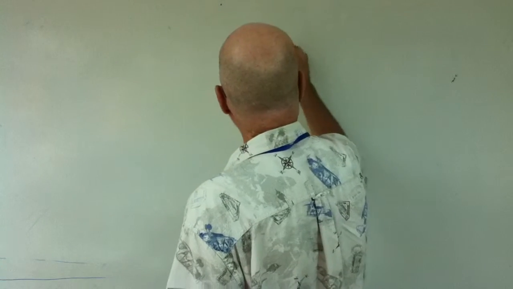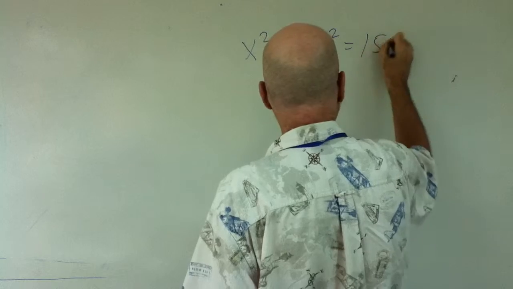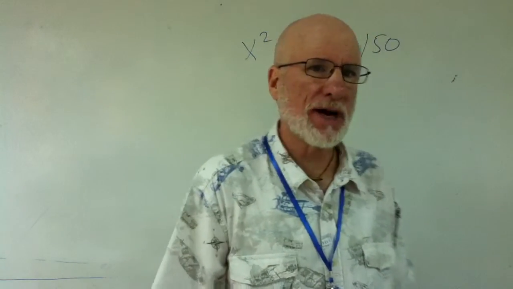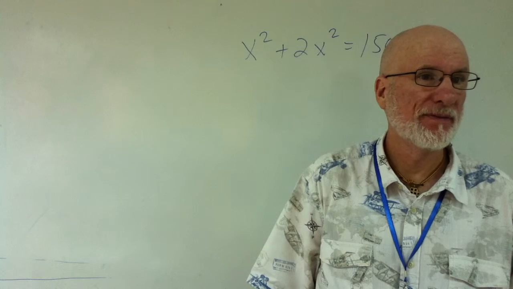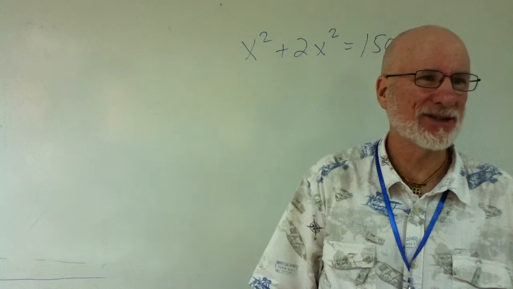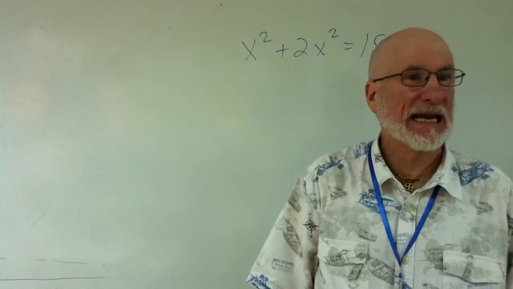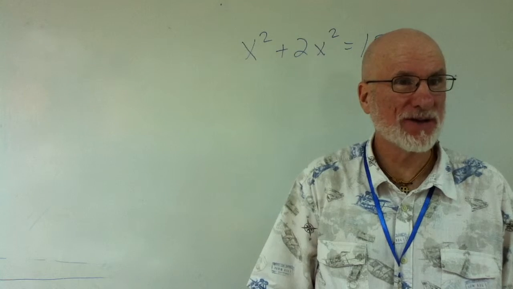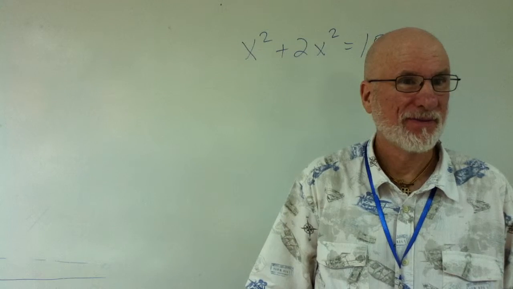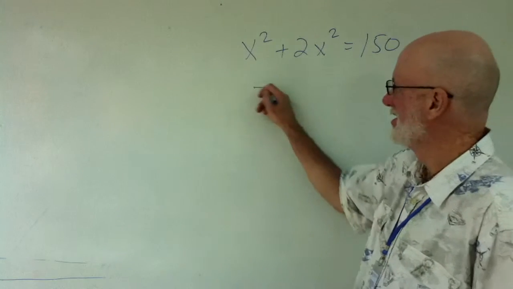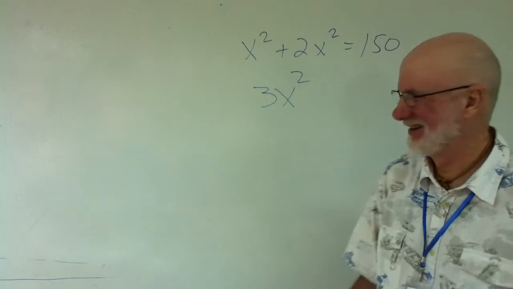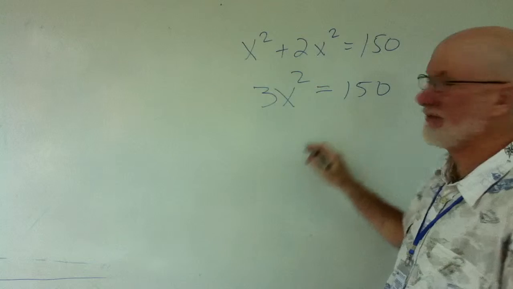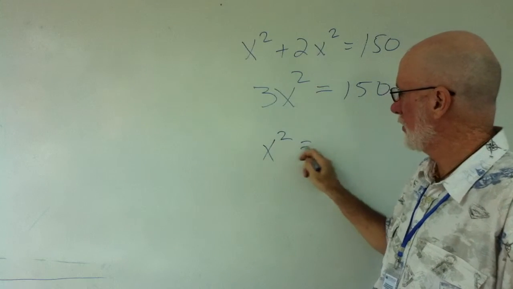All right. X squared plus 2x squared equals 150. All right? How many x squareds are there, Professor? I know, when two people are wearing glasses, it's hard to see who they're looking at. Yes? How many x squareds are there? There's 3x squared. 3x squared equals 150, right? So x squared is going to equal what?